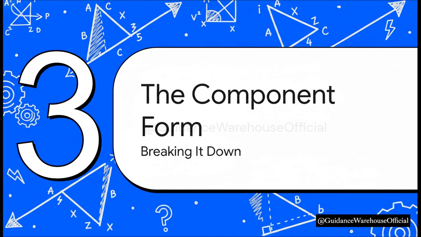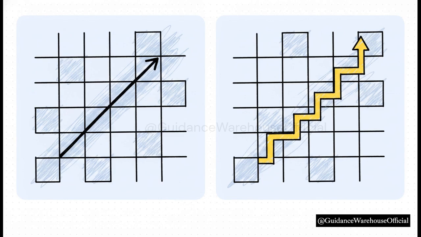Section 3, the component form, breaking it down. Now, dealing with diagonal arrows can get a bit complicated, so we need a systematic way to break them down. Let's connect this to real life with what I like to call the city grid analogy. Imagine your vector is taking a helicopter directly and diagonally from your hotel straight to a museum.